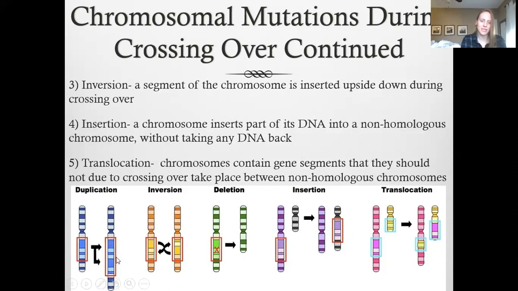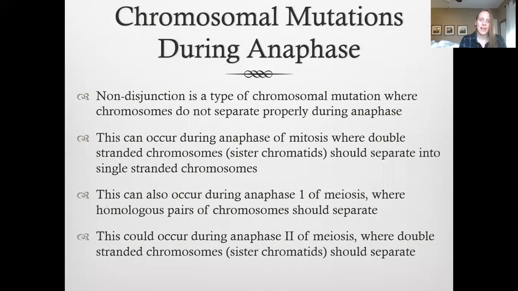So a duplication, you end up with twice as many of that segment of alleles as you should. An inversion, the alleles get put in upside down. A deletion, where you're missing the segment of alleles because you didn't get it from your sister chromatid partner. An insertion, where non-homologous chromosomes cross over and switch alleles that shouldn't be switched. And then a translocation, where you've got a section of alleles getting put into the wrong place in a chromosome. So those are a type of chromosomal mutation.